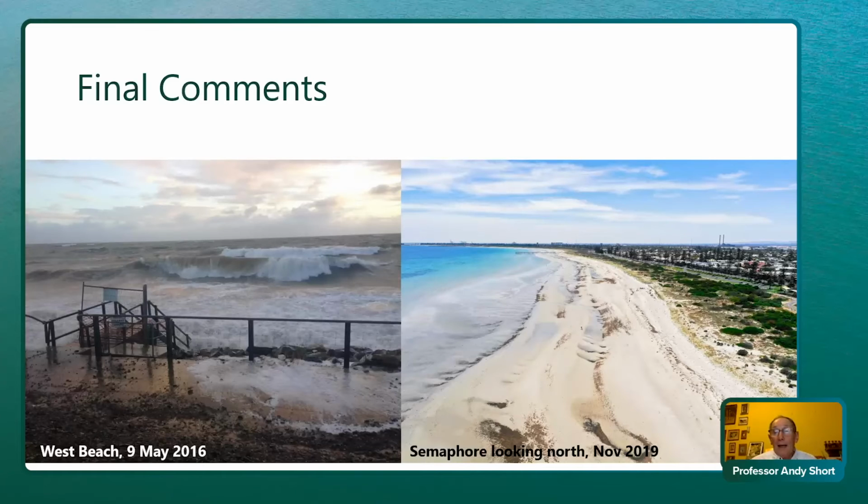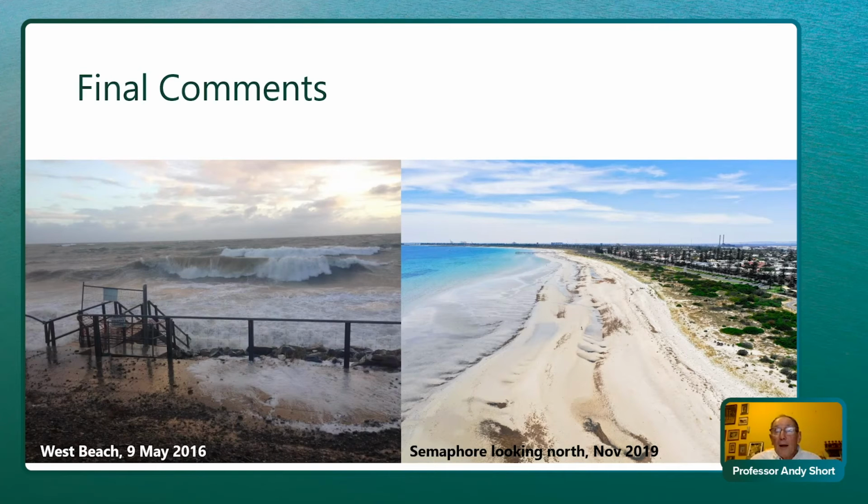So just to sum up some final comments, I see these two slides, both of the Adelaide coast, one in the south, where obviously there's not enough sand, and one in the north, where there's obviously too much sand. And what we want to do is balance out that inequity in sand along the coast.